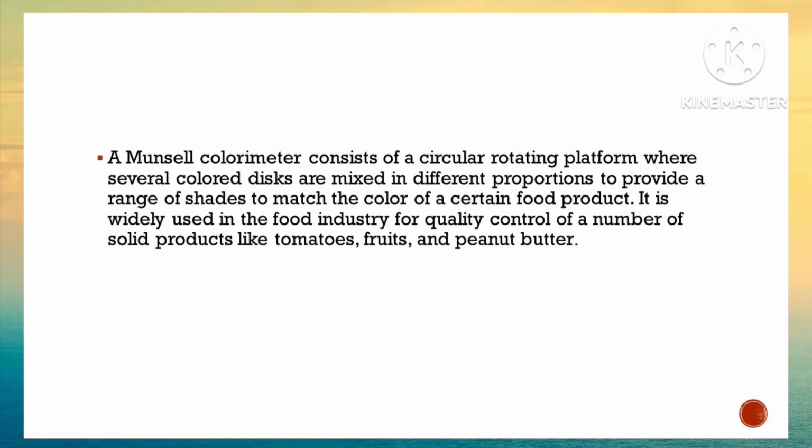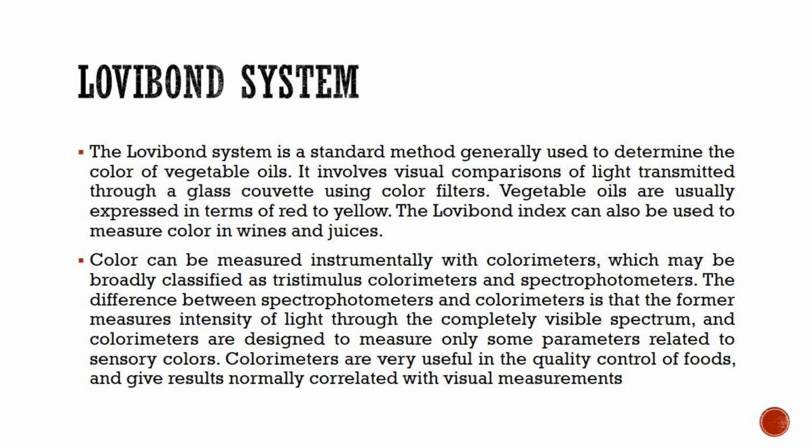A Munsell colorimeter consists of a circular rotating platform where several colored discs are mixed in different proportions to provide a range of shades to match the color of a certain food product. It is widely used in the food industry for quality control of a number of products like tomatoes, fruits, and peanut butter. Lovibond system.